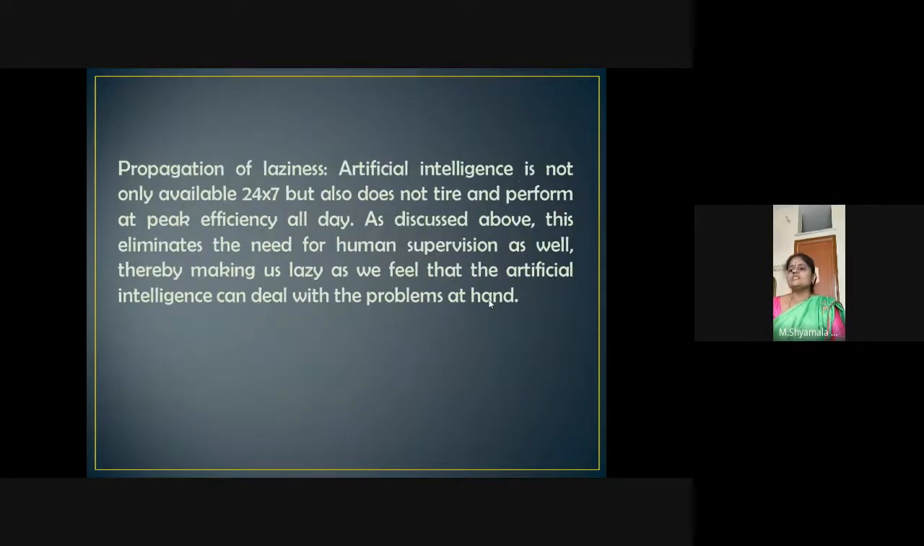Next one is propagation of laziness. Because artificial intelligence is not only available 24/7, it also doesn't tire, and it performs with peak efficiency all day. So it eliminates human supervision, and it also makes us lazy.